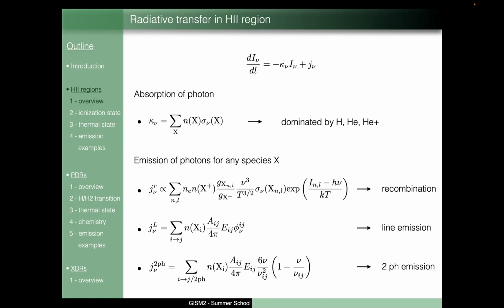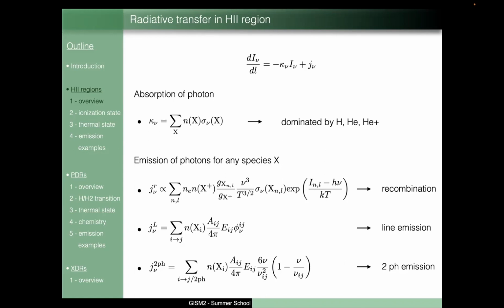The second emission process is, of course, line emission, so the de-excitation from one level to another, which can happen in the range of energy larger than 13.6 eV. So this is a typical emissivity with phi, the line profile. And the third process that can emit high energy photons is the two-photon de-excitation. This two-photon emission process is due to the de-excitation of a metastable level, which basically has the same emissivity as the one shown here, except that the photons are emitted over a very broad range of energy.